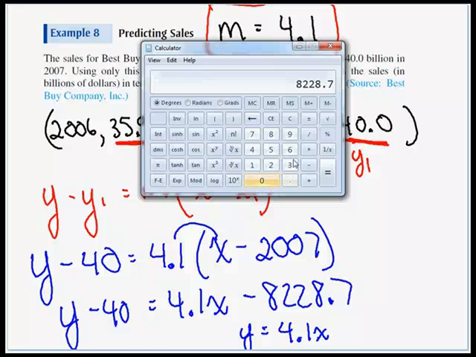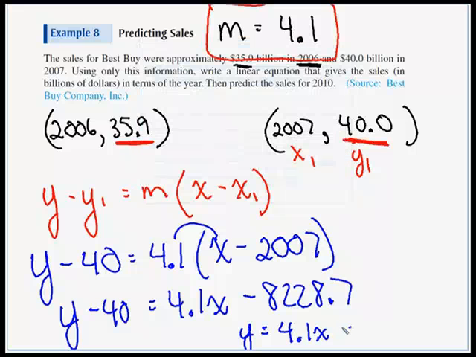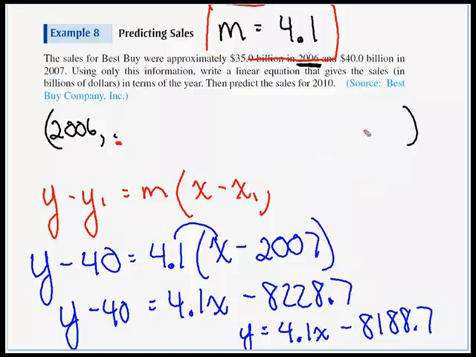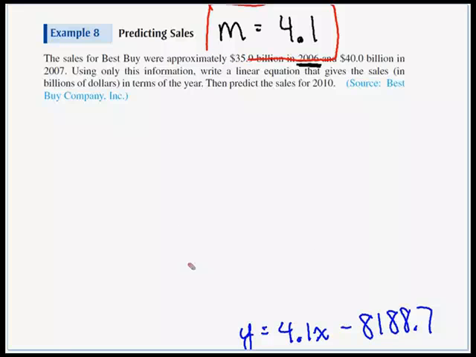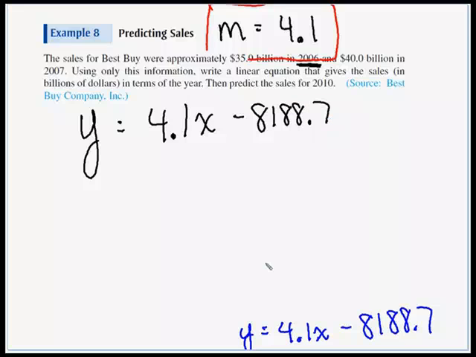So this is a negative number here. I just changed that to a negative, and now we're going to add 40 to each side. So add 40, and that becomes negative 8188.7. Let me clear some of this other junk out and rewrite it a little better up here. Y equals 4.1x minus 8188.7. And then it says predict the sales for 2010.